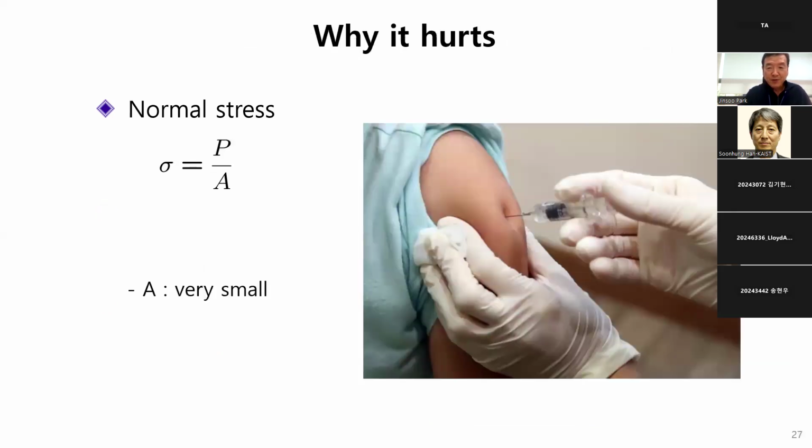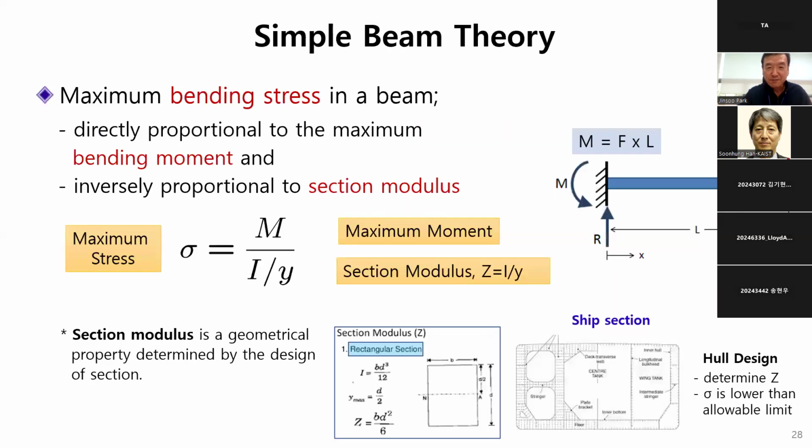When we have an injection, normal stress is very, very high due to the very small cross-sectional area. Simple beam theory.